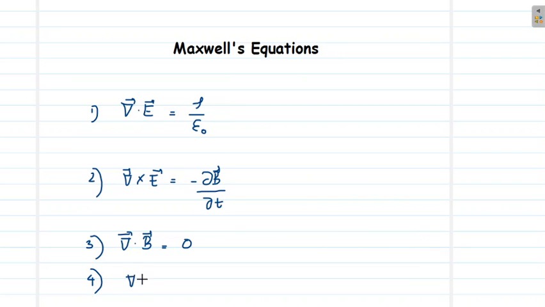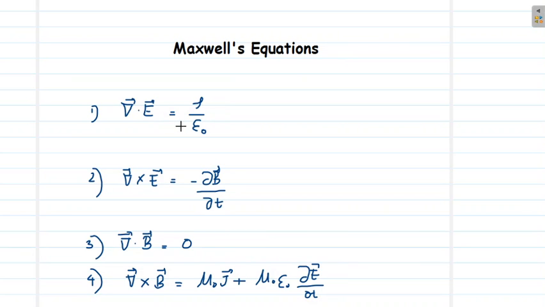And the fourth equation is del cross B is equal to mu 0 J plus mu 0 epsilon 0 dou E by dou t. So this equation is Ampere's law, and each of these equations gives how magnetic and electric fields are generated by charges, currents, and by the changes of the fields.